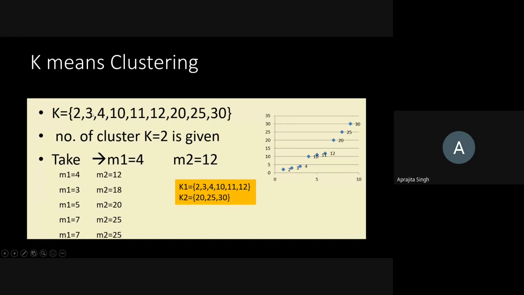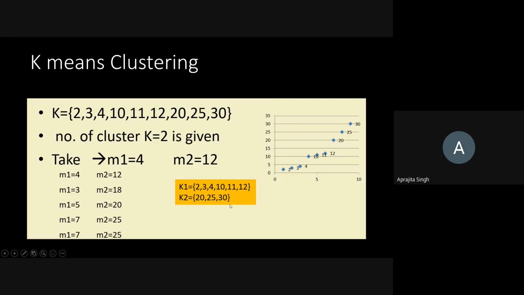Then you pick up the next one, and again you see the difference between 3 and 4, and 3 and 12, and you find that 3 is near 4. So you put it into the first cluster. Similarly, you go about 20: you see whether it is near 4 or near 12. You see that it is near 12, so you put it in a different cluster.